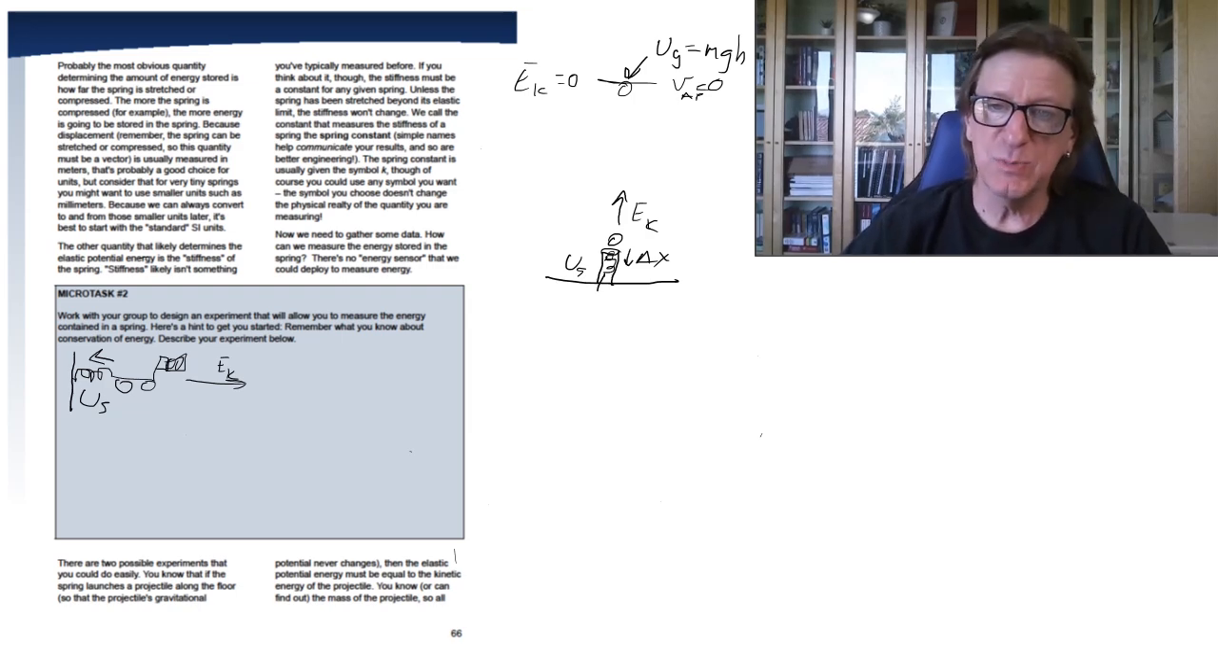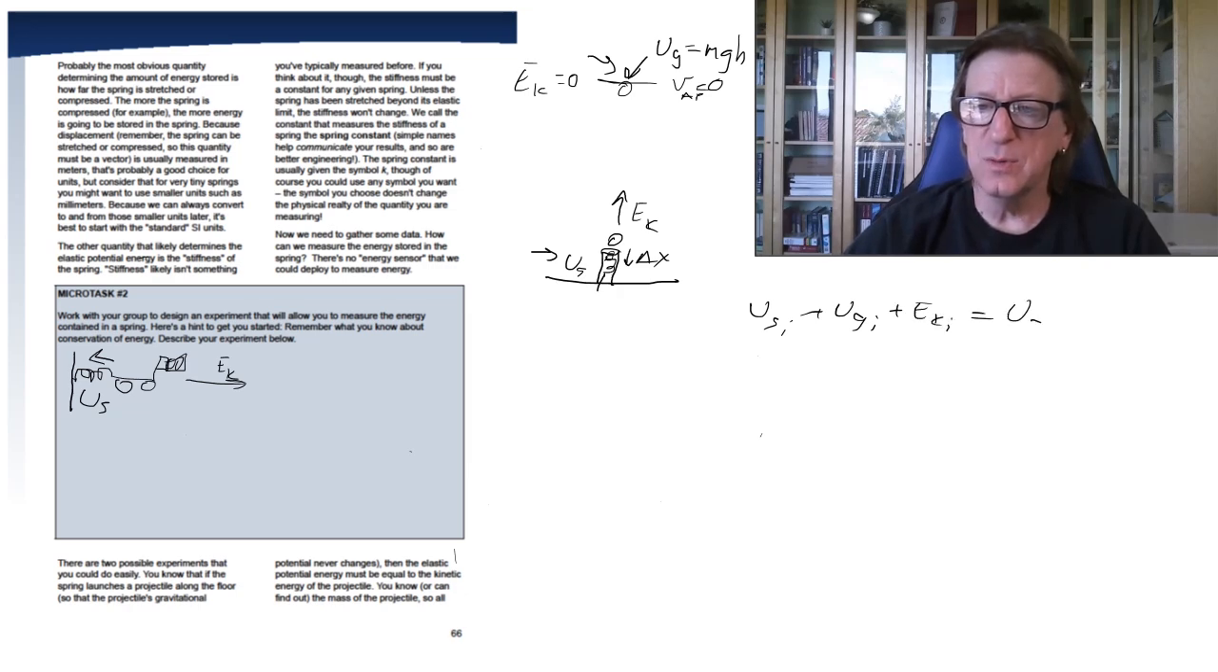So let's write our expression then. I'm going to write it between here and here. So our initial, we're going to have U_SI plus U_GI plus E_KI equals U_SF plus U_GF plus E_KF.